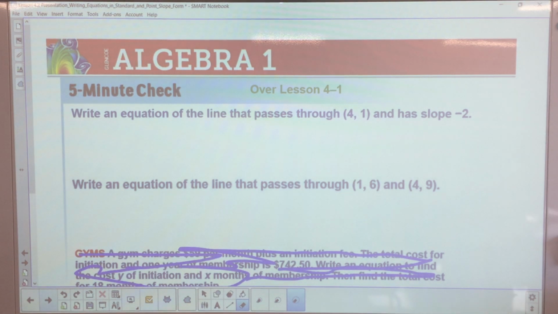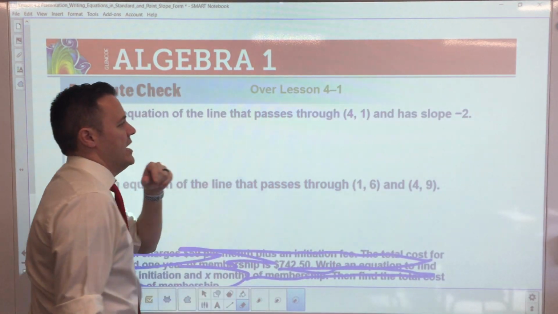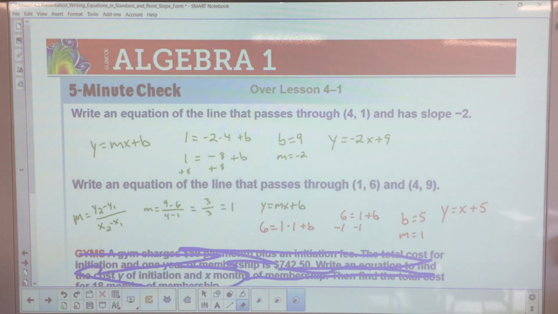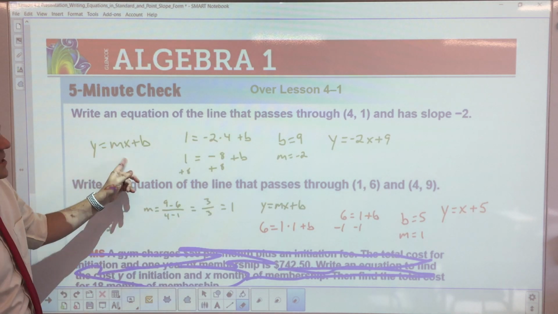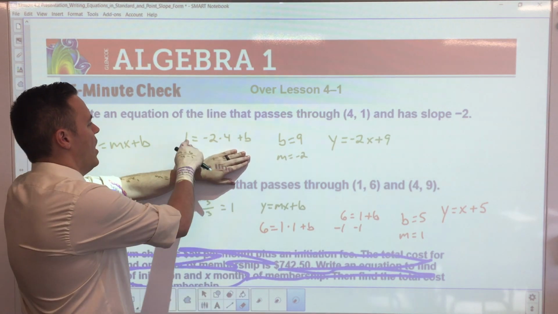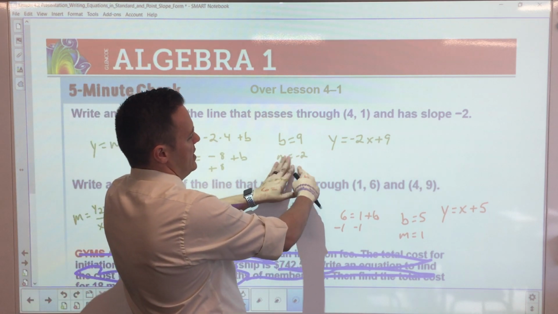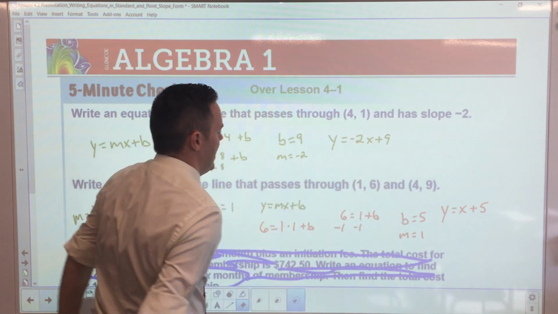All right, in relation to this bell work, ladies and gentlemen, write an equation of the line. So we would actually do our slope-intercept form. y equals mx plus b. Then you plug in the values of y, m, x. Solve for b. You should end up with y equals negative 2x plus 9.